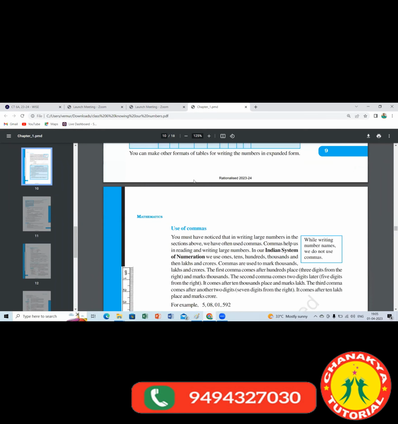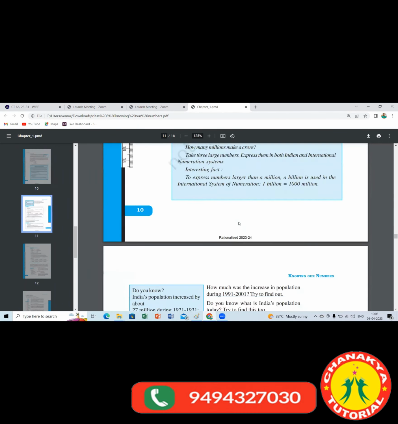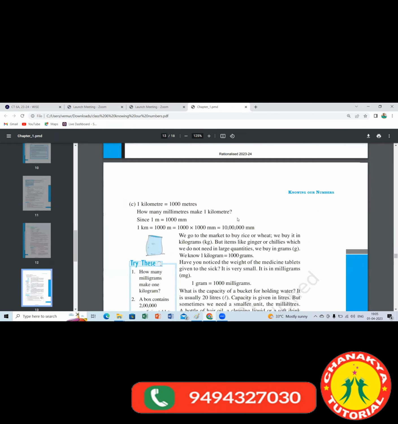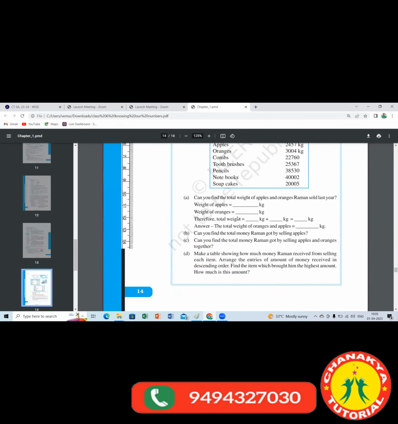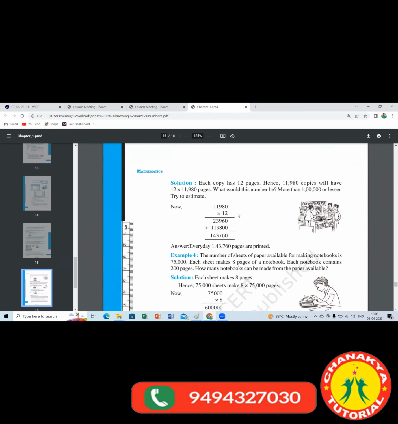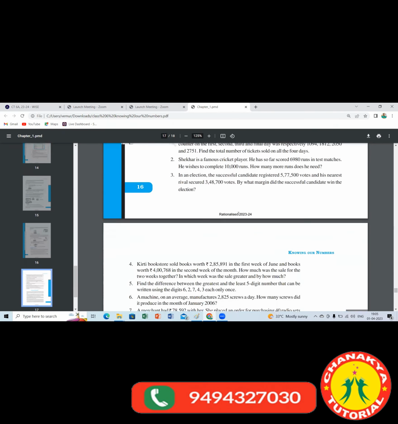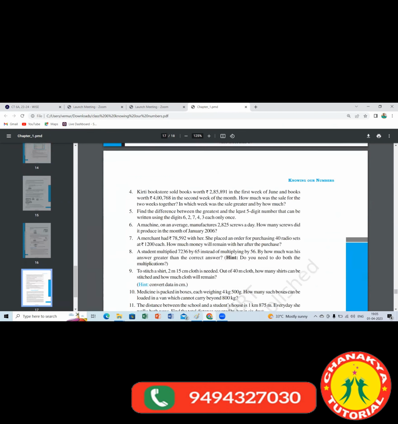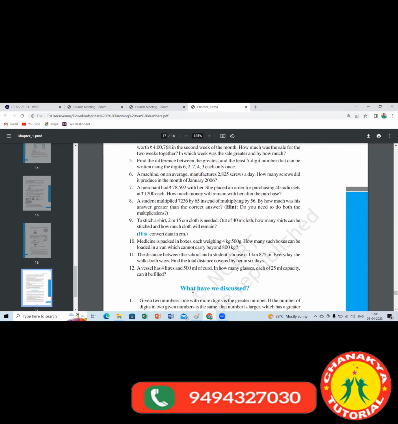This is the rationalized one only, the 2023-24 portion. The textbook also changes. Children don't take the old one. You can take from the new, revised textbooks only. The new ones are not yet given to us. Meanwhile, you can download it. I'm using the old one. If not available, you can also download from the NCERT portal.